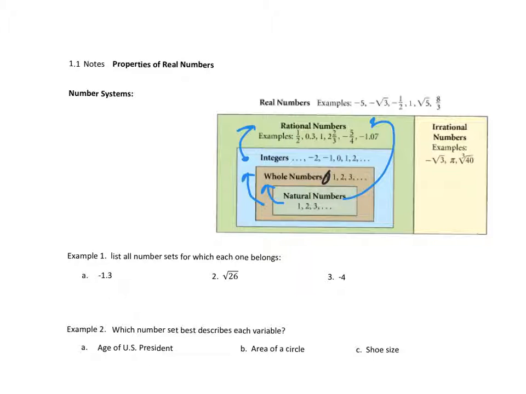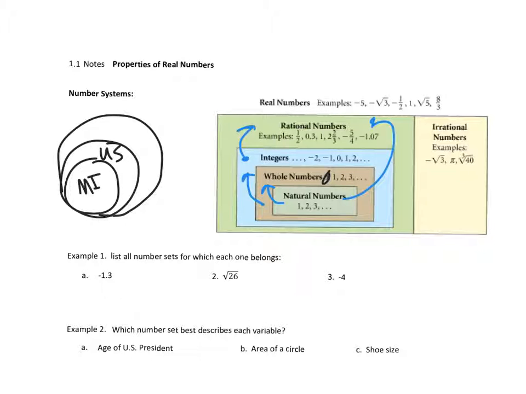So I like to think of it as living in Michigan. If we live in Michigan, we live in the U.S. If we live in the U.S., we live on Earth. So if you live in Michigan, you live in the U.S., but if you live in the U.S., you don't necessarily live in Michigan. In the U.S., you could live in Ohio, you could live in Florida, but you're not living in Michigan. If you live in the U.S., you live on Earth. But if you live on Earth, you don't necessarily live in the U.S. So that's kind of how the Venn diagram works.